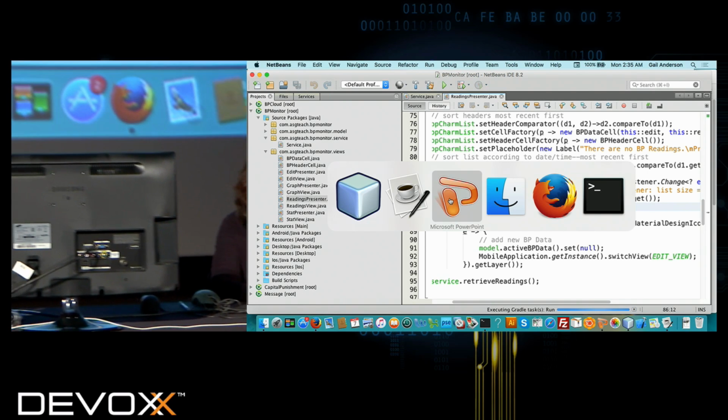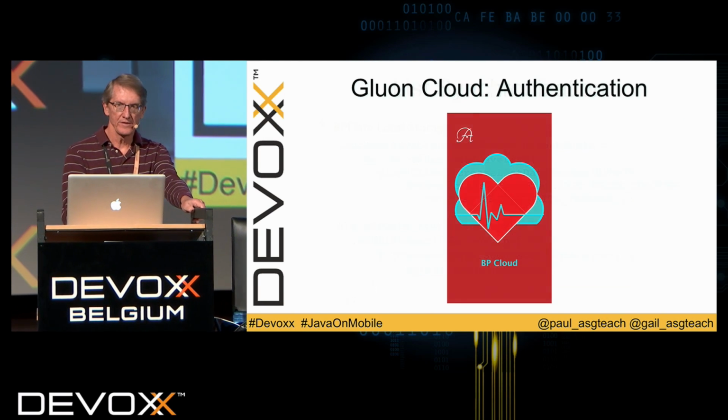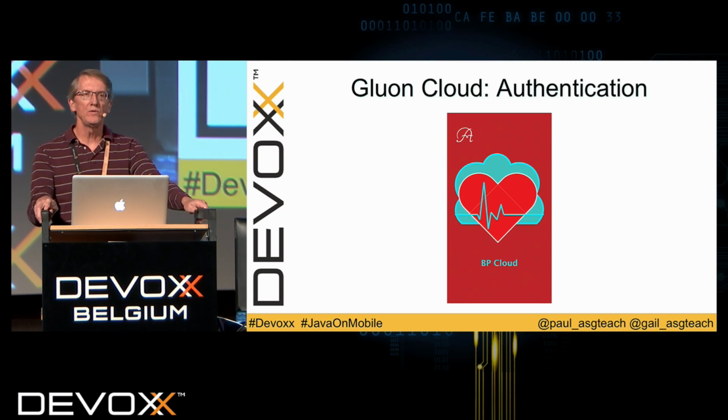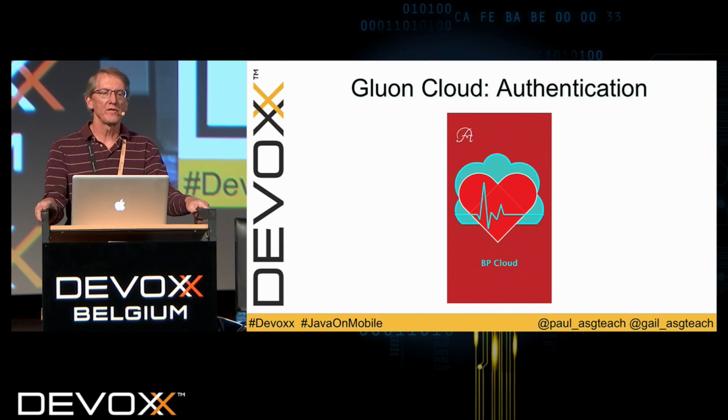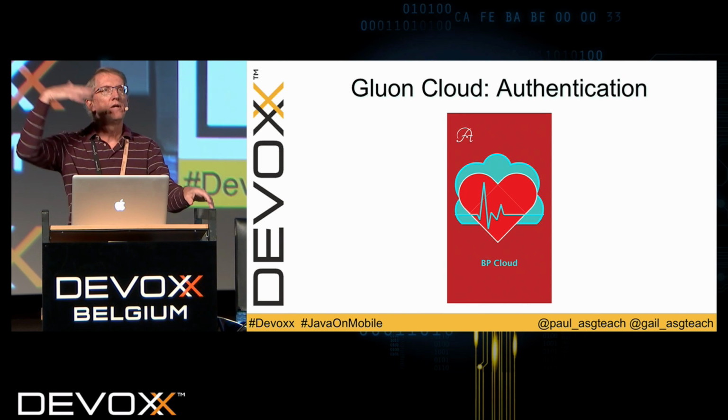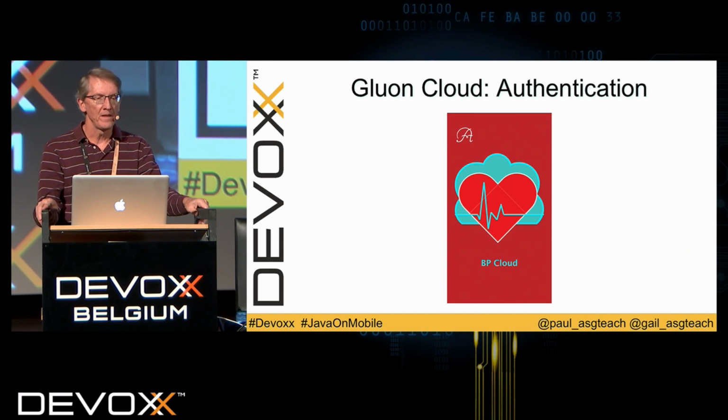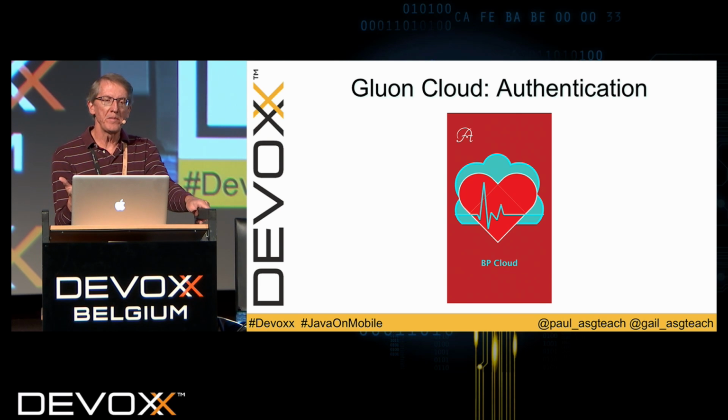We'll go back to the slides, and we're now ready to show you another demo. And this one's very similar to what we did with the BP Monitor. This one is called BP Cloud. Again, BP stands for blood pressure readings. Only instead of storing the blood pressure readings locally on the device, we're now going to store them in the cloud. So it's similar to the BP Monitor app that we showed you before, except that these blood pressure readings are going to be stored in the cloud.